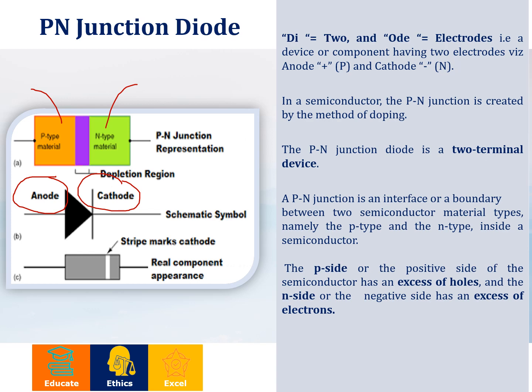It is always noted that the p side is made up of a positive type, and this p-type material is always enriched with holes, which is the majority carrier in case of p-type material. Whereas n-type material is made up of negative charge particles, and this will have excess electrons. So in case of n-type material, the majority carrier is going to be the electrons. The interface or the boundary between the p-type and n-type material is called a PN junction.